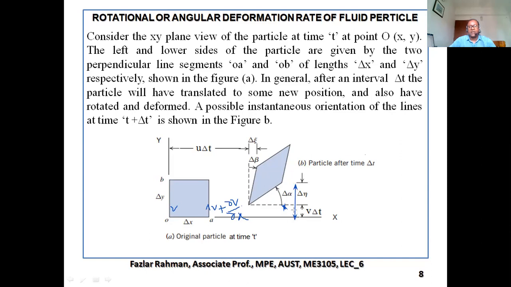And this distance subtract this one, you'll get delta eta. Okay, so let's derive. Then we can figure out delta beta and delta alpha. That is called angular deformation. How much angular deformation is there? We can derive it. I have to go through the Mathcad file; that will be easier.